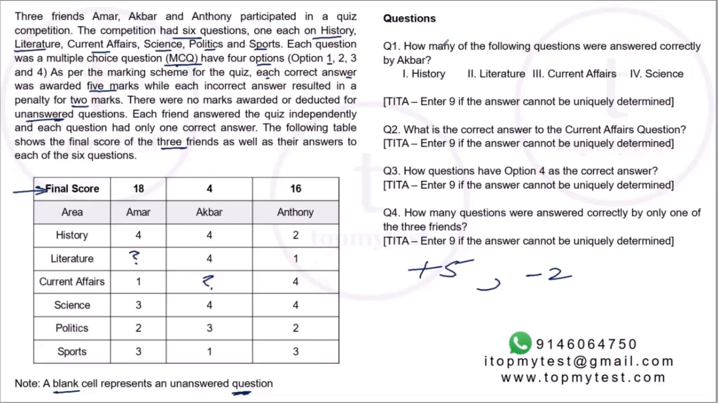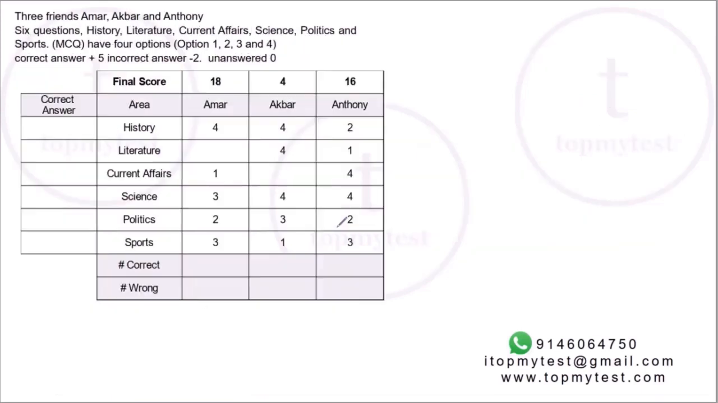And if you look at the questions, they ask: how many of the following questions were answered correctly by Akbar, what is the correct answer for the current affairs question, how many questions have option 4 as the correct answer, how many questions were answered correctly by only one of the 3 friends. So basically you have to figure out for each question what is the correct answer, who got it right, who got it wrong, etc. Right. So I've created a table over here.